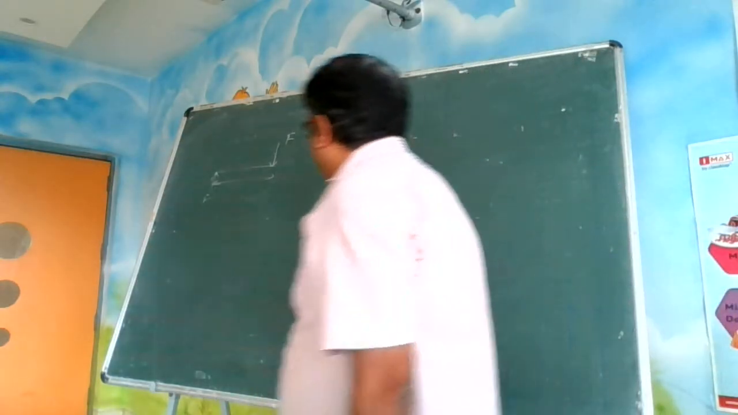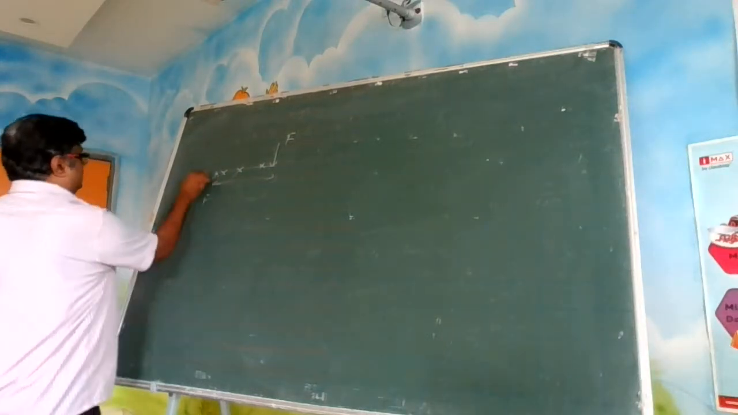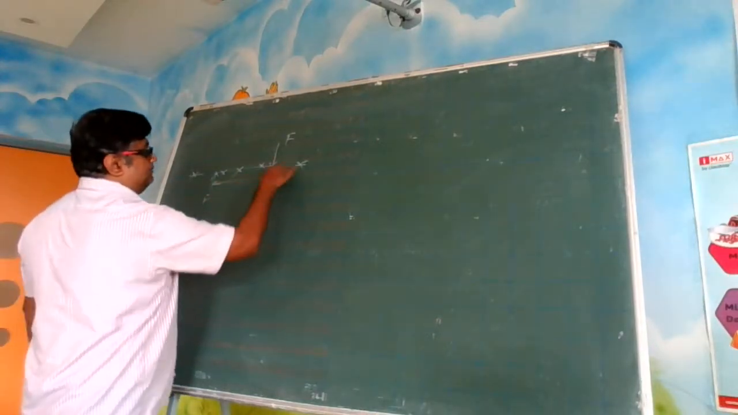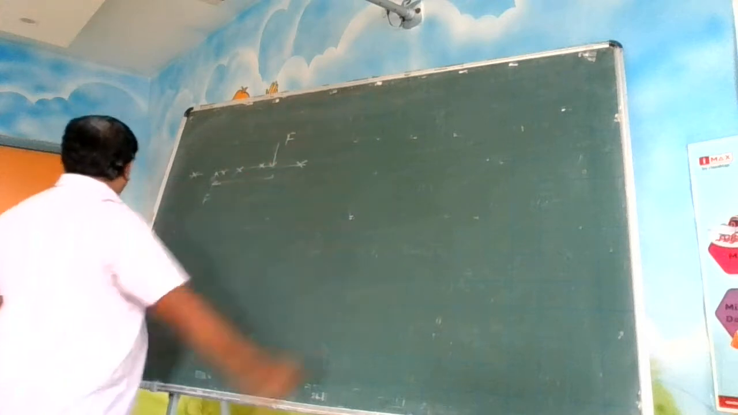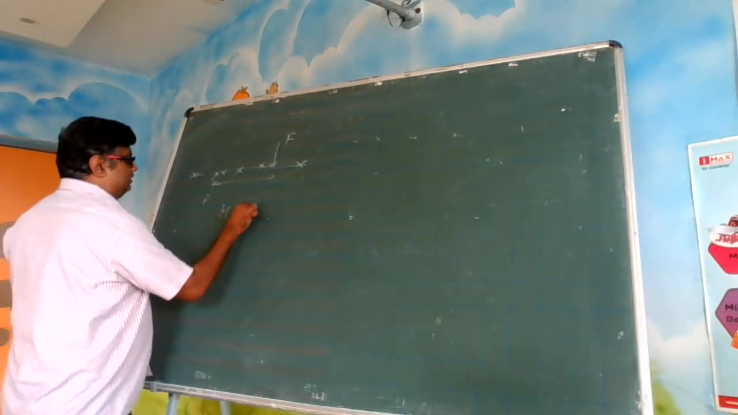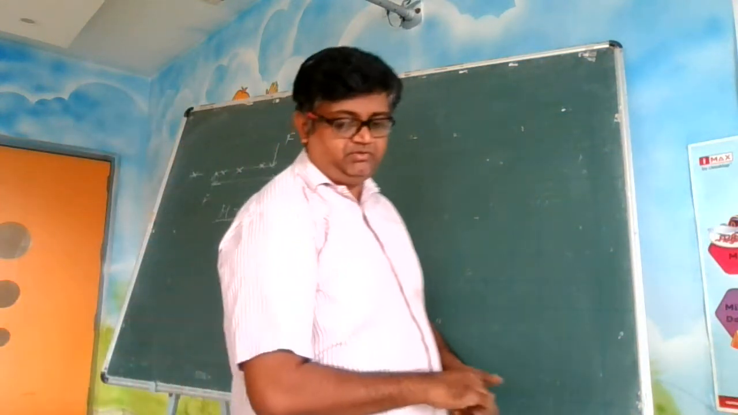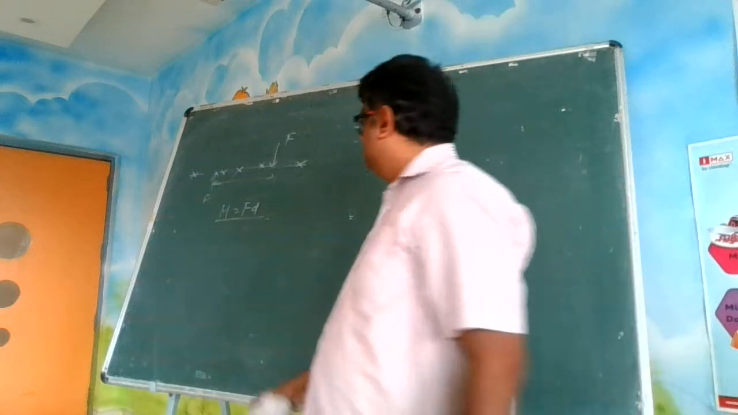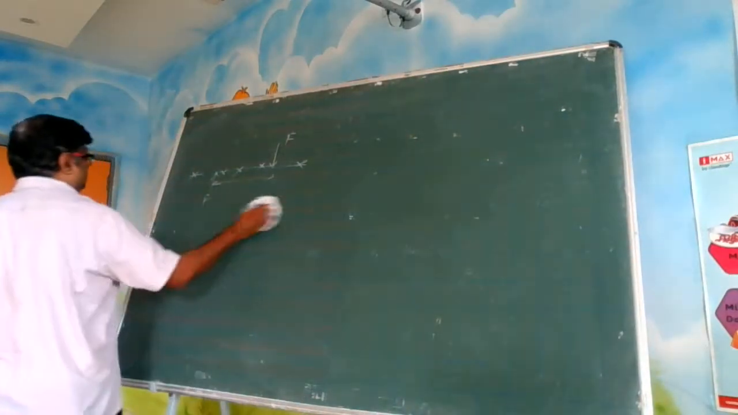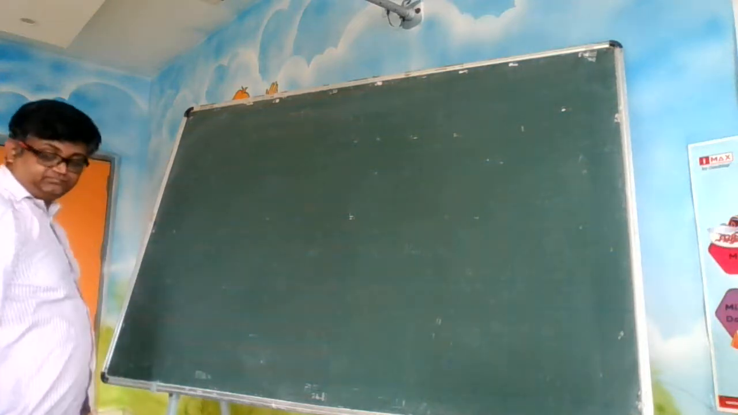This point you can take anywhere. You can take it here, here, here, or even outside, on the same line, wherever you wish. The moment will be equal to F into D. So this is one very useful concept, so make a note of it. Then today we will start with some more concepts.